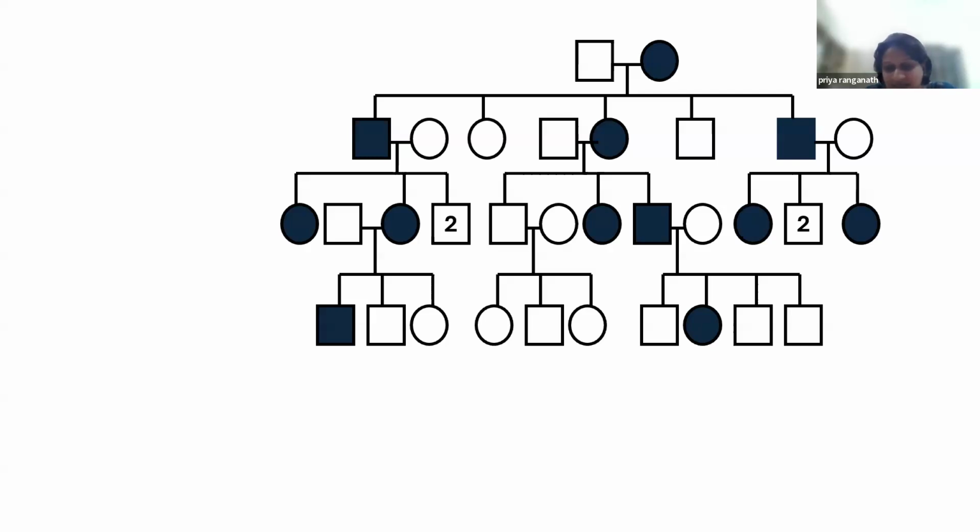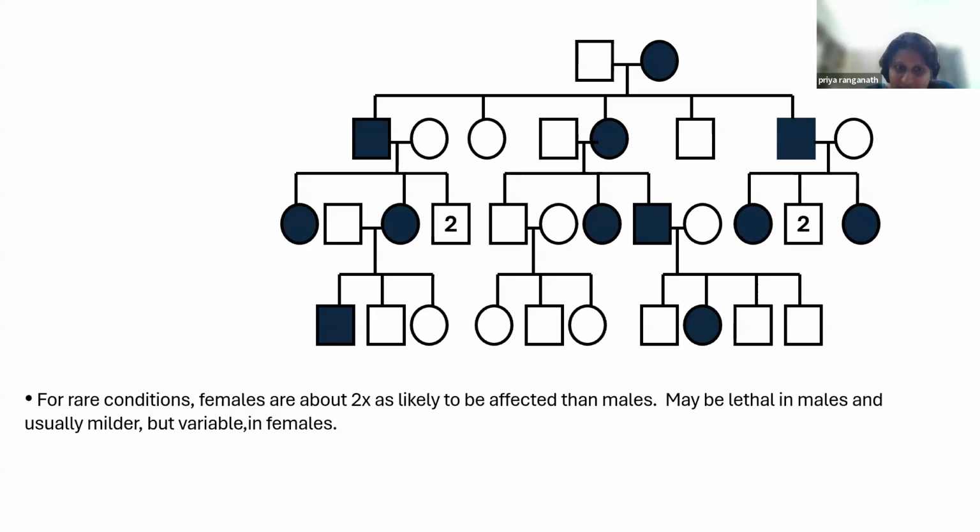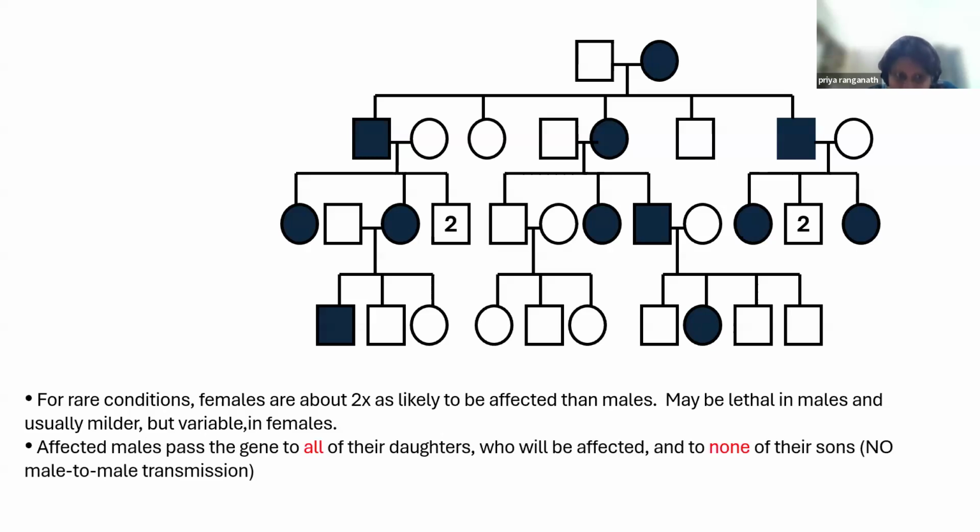That's the most tricky and most difficult. Others are fairly simple. So, you see, for rare conditions, females are about 2 times more affected. Now, this is the key to diagnose it. Affected males pass this to all their daughters, who will not be affected, and none to their sons. So it never shows male to male transmission.